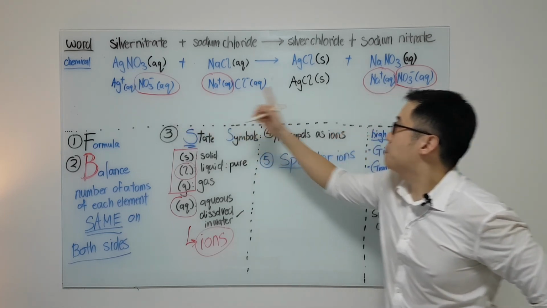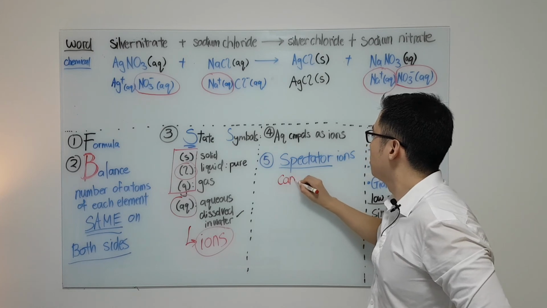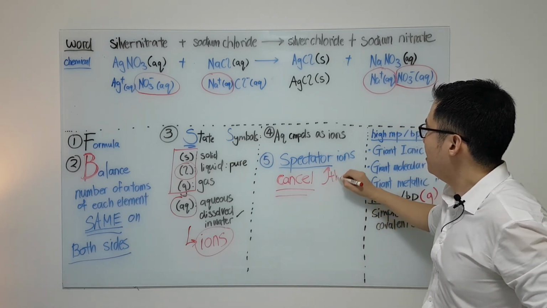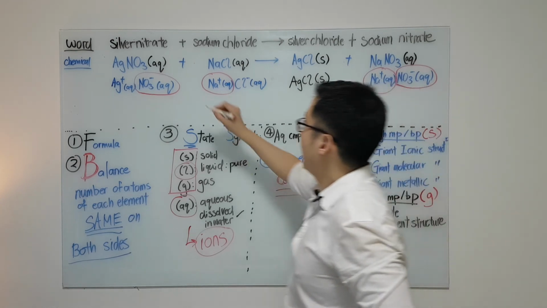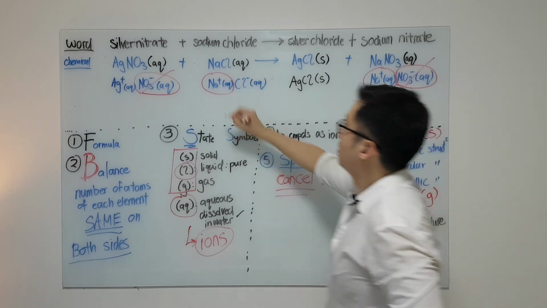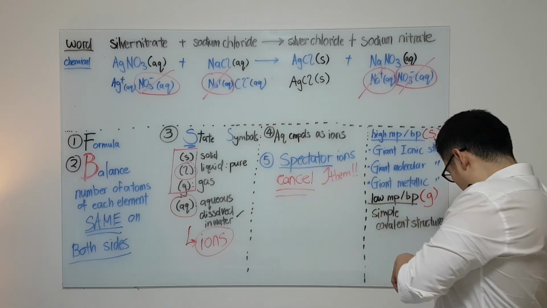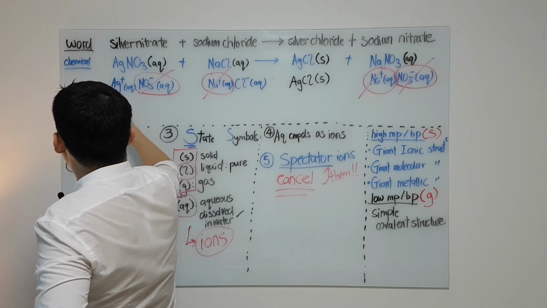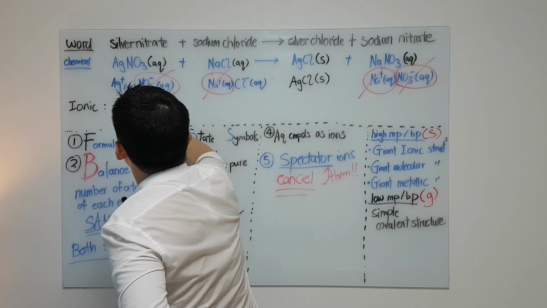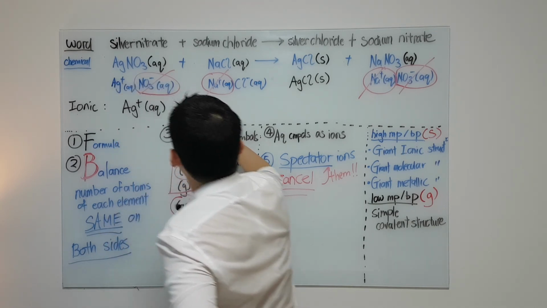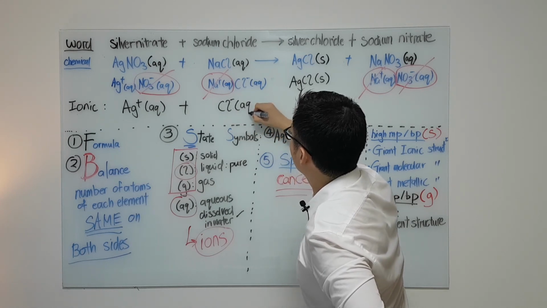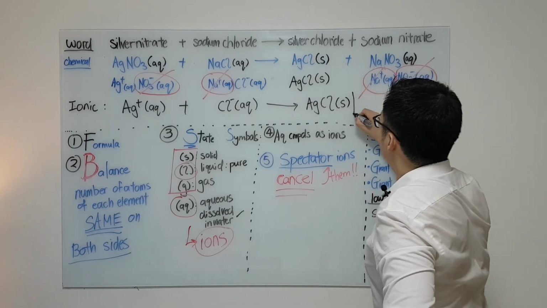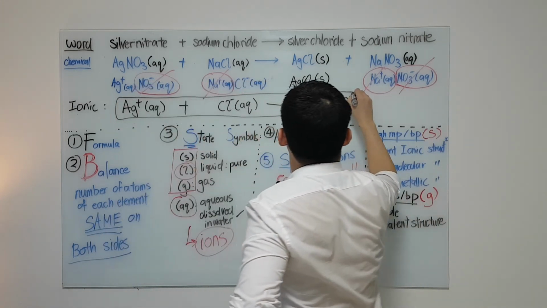So once we have identified these spectator ions, we will cancel them. So as you can see, I will cancel, cancel, cancel, and cancel. So once I am done with this, my ionic equation, thank you for patiently waiting, ladies and gentlemen, would be simply Ag plus aqueous, plus Cl minus aqueous, to give us your AgCl in solid state.